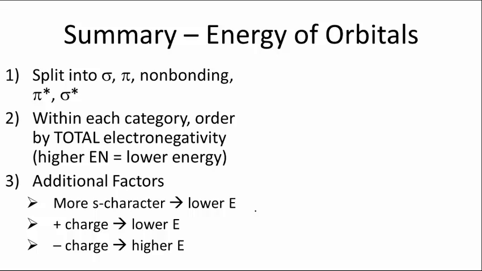We said you split the orbitals into sigma, pi, non-bonding, pi star, and sigma star. Within each category, you order by total electronegativity. Higher electronegativity makes it lower energy. And then the other factors to consider: more S character, meaning sp versus sp2 versus sp3, makes it lower energy. Positive formal charges make it lower energy. Higher negative formal charges make it higher in energy.